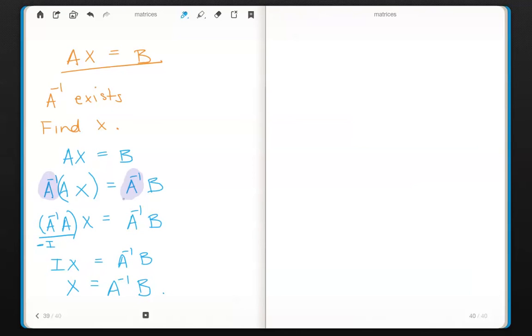So basically what we've done is, instead of bringing this A over and dividing it, we're bringing it over and multiplying by the inverse instead. But see how because the A was in front on this side, it's in front on the other side as well. So the order is very important.